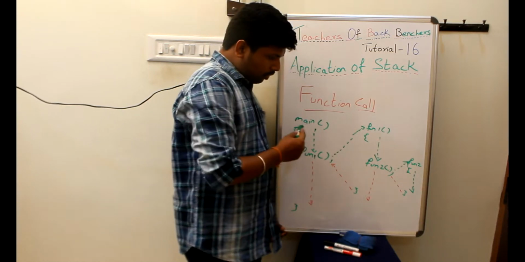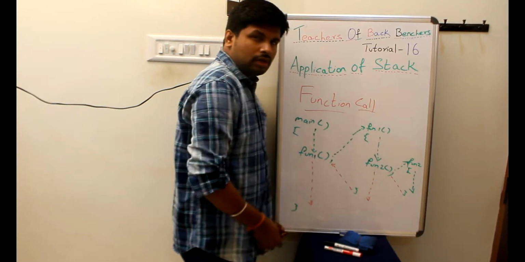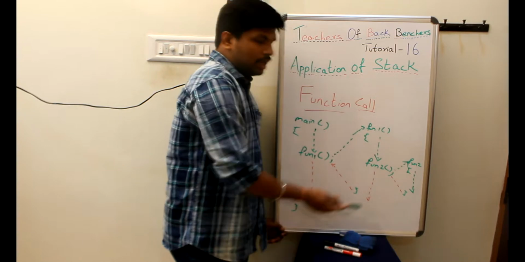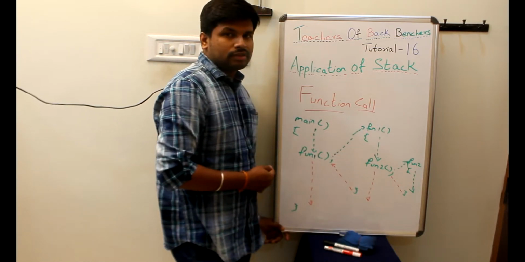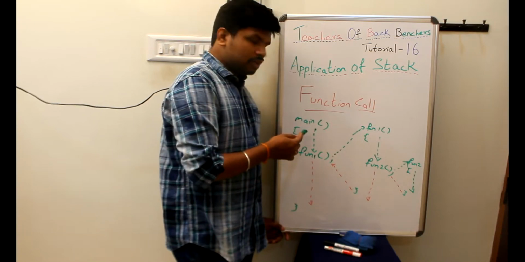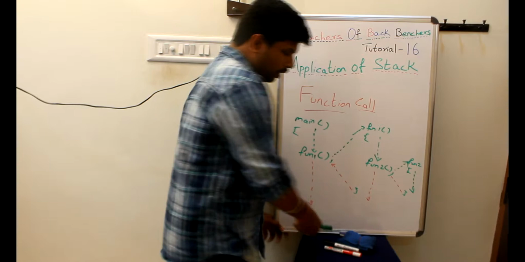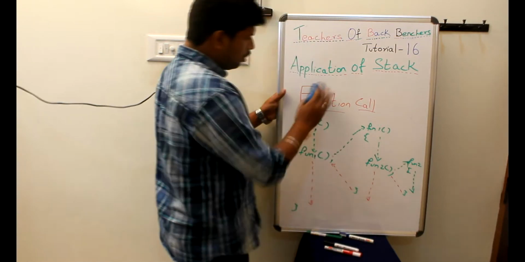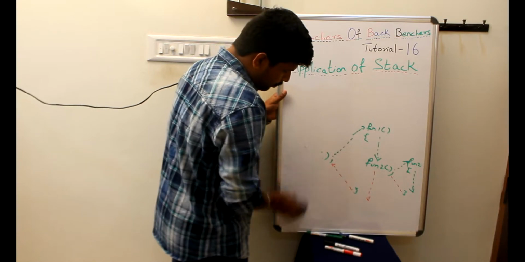A function within a function within a function: the first function, second function and third function. The third function gets over first, then we come to the second function, and then to the first function. This is the main function. So the first function in is the last function out, which is the concept of stack. This is the concept of function call, and the next application is called Tower of Hanoi.